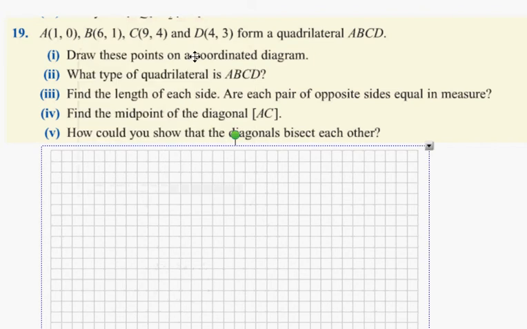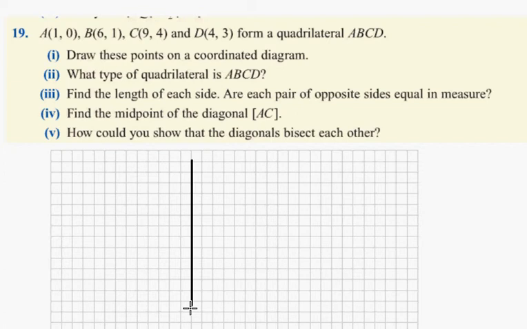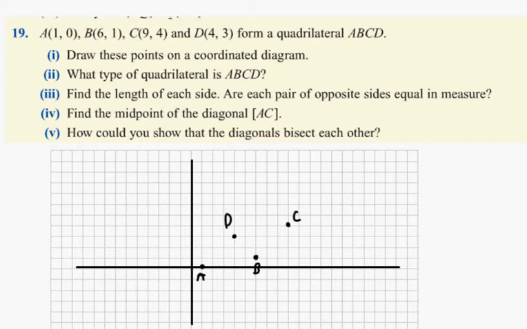Guys, so first of all, draw these points on a coordinate diagram. Just draw your two axes, x-axis and y-axis. Now (1, 0) is here. (6, 1) is 6 across, 1 up, which is here. So that's A followed by B. C is (9, 4), so that's 9 across and 4 up. So that is C, and then finally D, 4 across and 3 up, and you have A, B, C, D. So that's what we have going on here, okay?